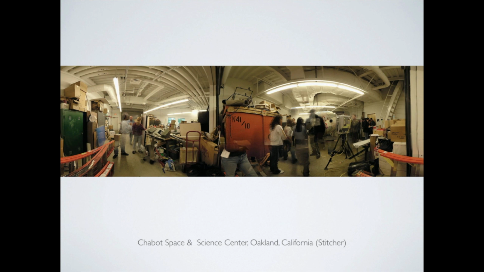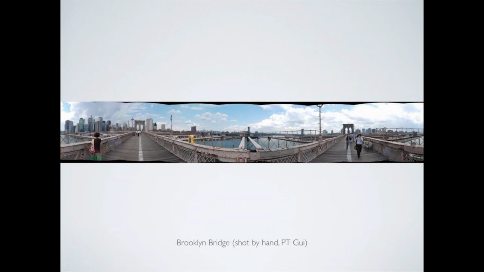This was over at the Chabot Space and Science Center. A good example of how when you fuse images together, you lose things. So there's half a person in here. You see just the legs at the bottom. It was a small space, and I was quickly taking a panorama at the time and didn't pay attention to the fact that she was standing in one of the pictures and not the other pictures. So just something to be aware of as part of this.